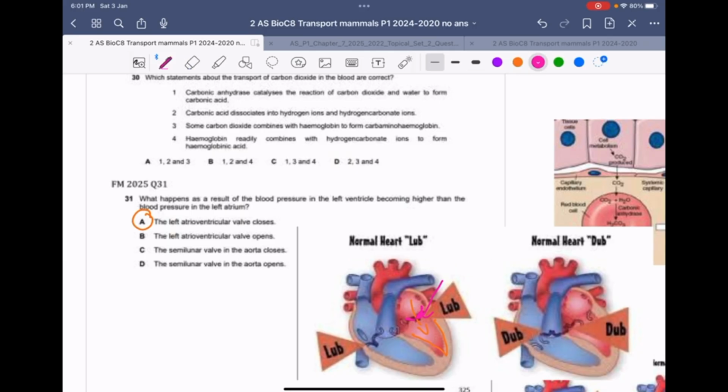There will be the bicuspid valve, or sometimes we call it a mitral valve. So that's why the valve will close. This prevents the backflow of the blood from the ventricles to the atriums.